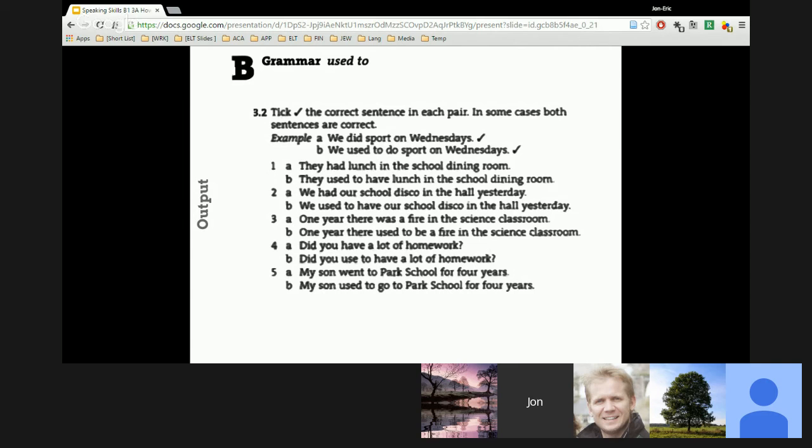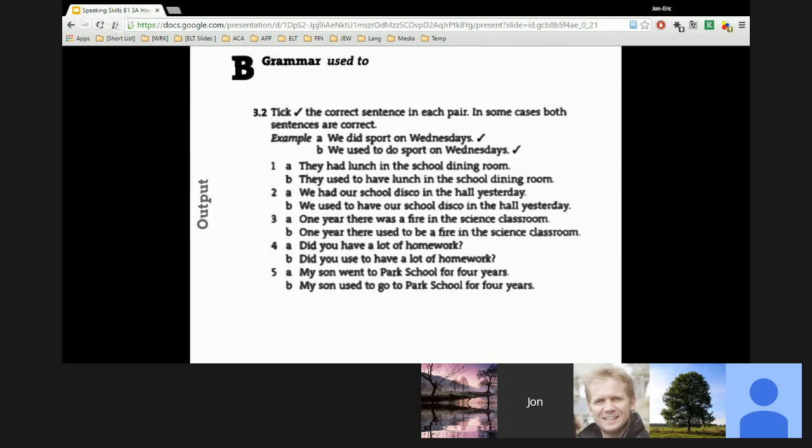B is correct. I think so. We used to have our disco in yesterday. Uh-oh. No? We used to. No. We can't use used to because it's a repeated action, and yesterday is a specific one-time reference. Okay. So A is correct.